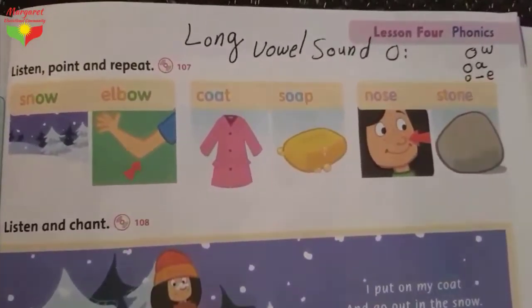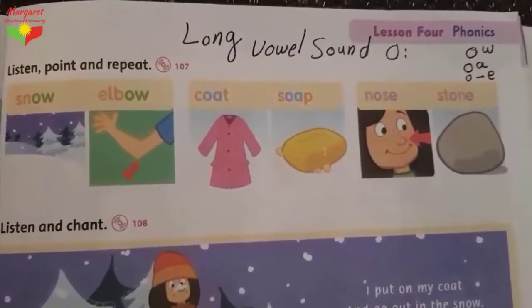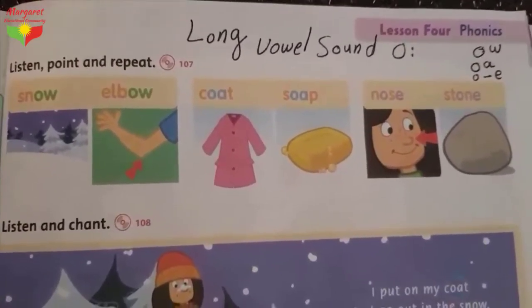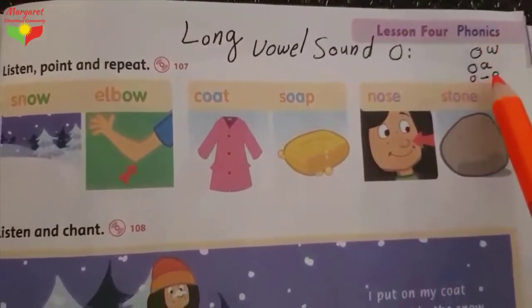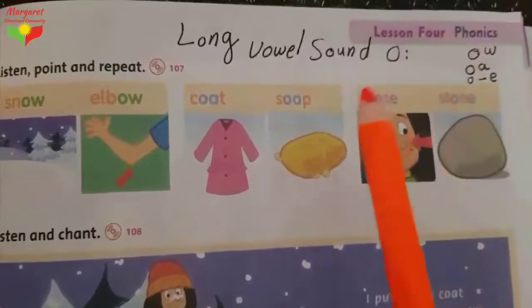So we can get the long vowel sound O through these three keys or three patterns.